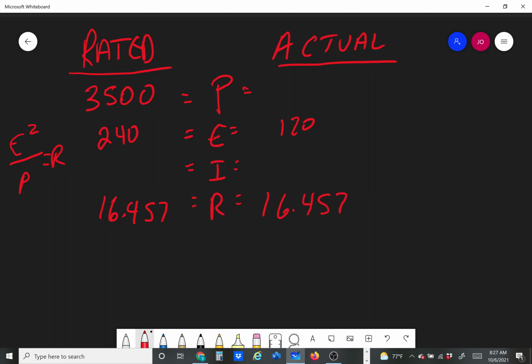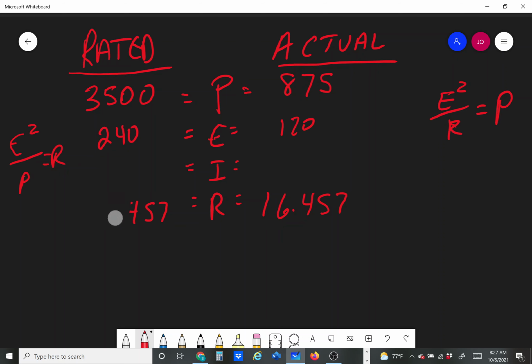And then to get P, you can actually swap over the P and the R, and you get E squared over R equals P. So I can now take my 120 squared and divide that by my second answer, and I should get 875.